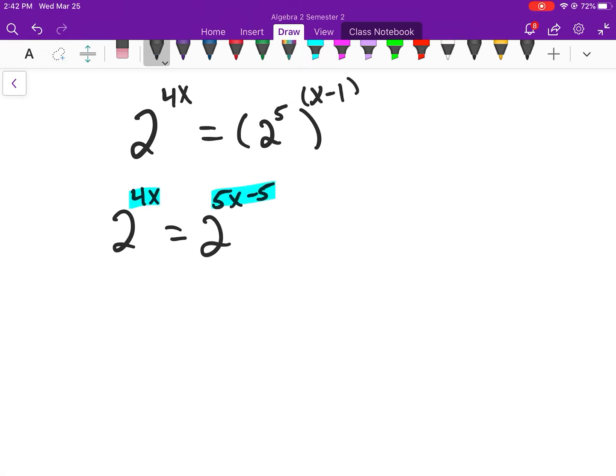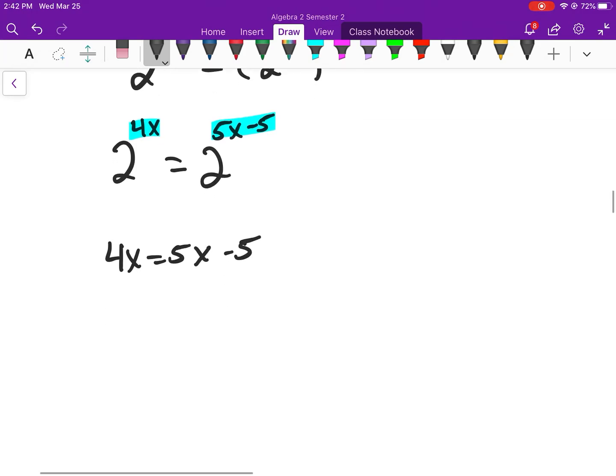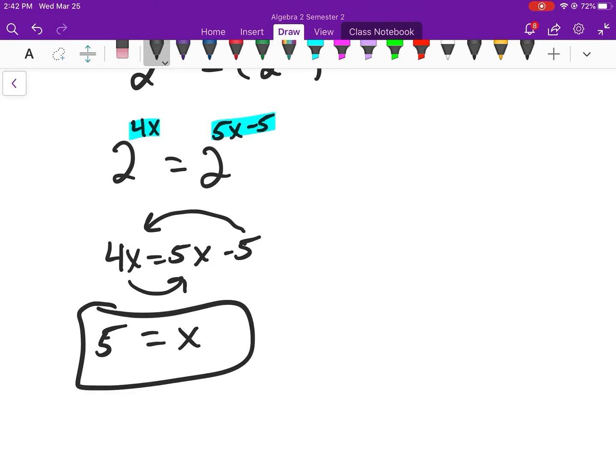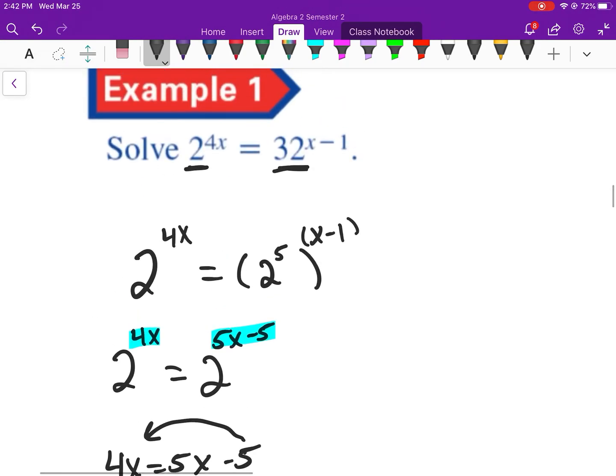Now that I have the same base, we're going to take the exponents and set them equal to each other, and then solve for x from there. Moving that 4x over here gives me just x. Moving that minus 5 over here is going to be 5. x is equal to 5.